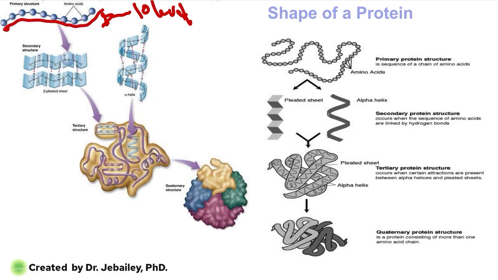But eventually that straight line starts to fold. When it starts to fold, it turns into beta sheets and alpha helix. Now, the beta sheet and alpha helix are folding because there is an important thing found there in order for them to fold, and that is the hydrogen bond.